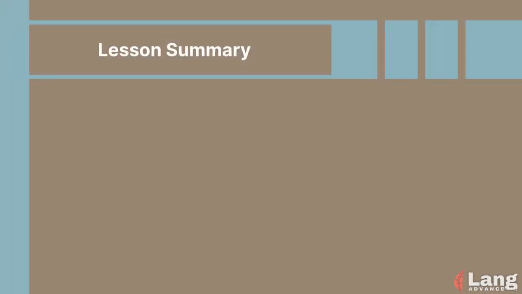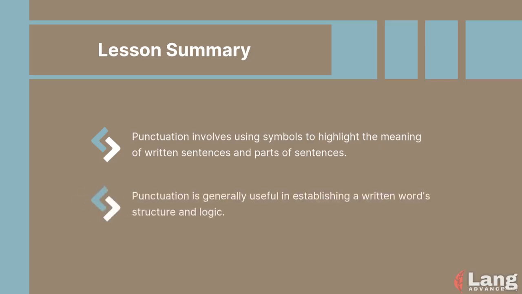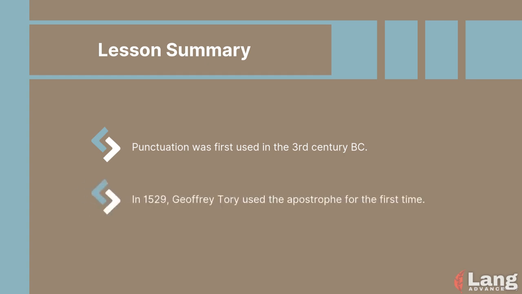Lesson synopsis. Punctuation involves using symbols to highlight the meaning of written sentences and parts of sentences. Punctuation is generally useful in establishing a written word's structure and logic. Punctuation was first used in the 3rd century BC. In 1529, Geoffroy Tory used the apostrophe for the first time.